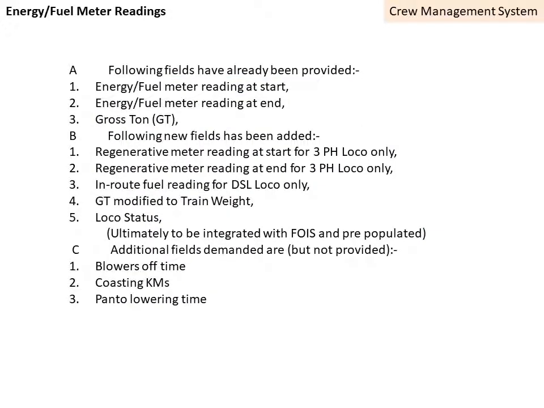The following fields have already been provided: energy and fuel meter reading, start to end, GT gross tonnes, and regenerative readings in the fuel readings. For a diesel locomotive, I previously discussed the comparison between electrical and diesel, and the loco status. Ultimately we can change the loco status, single loco or multiple loco. Sometimes in future we may not need any loco number, I think. It is connected with FOIS and COIS. In coaching locos it is already included with RTIS, and Remlat is added already.